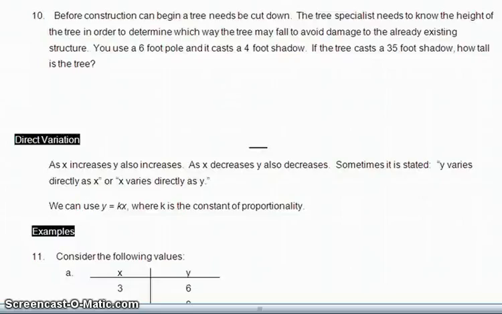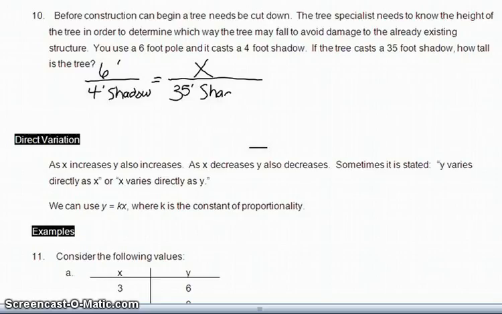So we have 6 feet is to 4 feet, and I'm just going to write shadow, as how tall is the tree. That's what we're trying to figure out. If it casts a 35-foot shadow. Here it was a little bit more tricky. We had to keep shadows in the denominators and the actual height in the numerators.